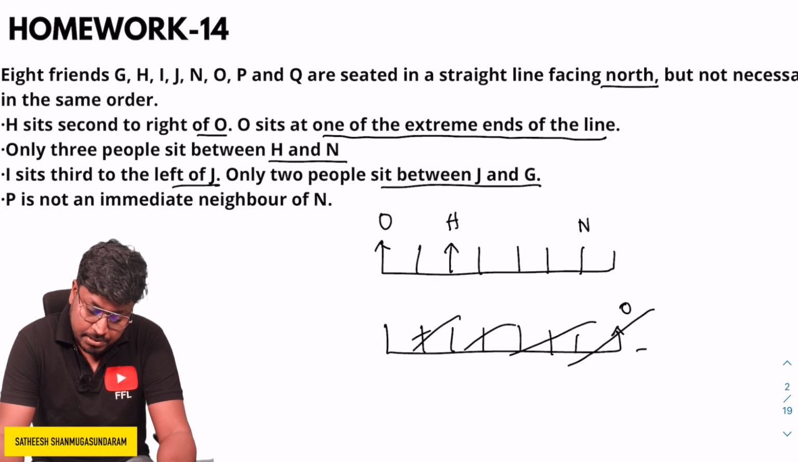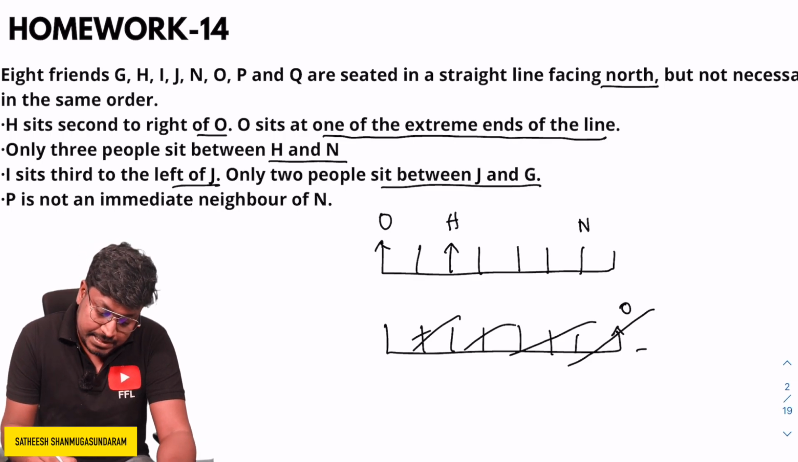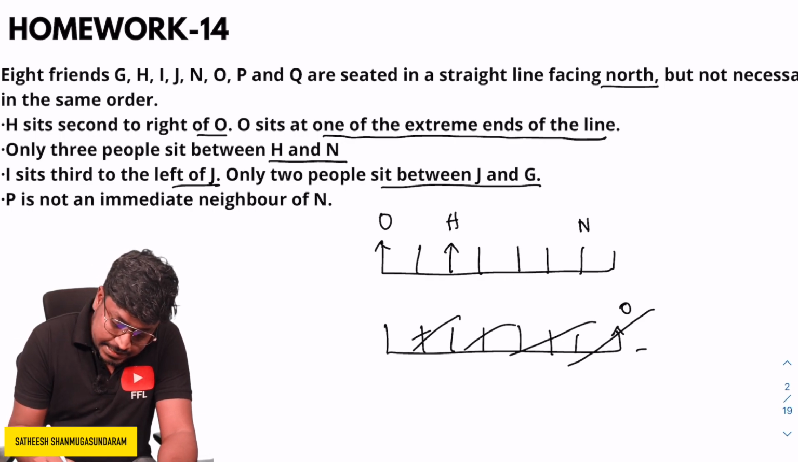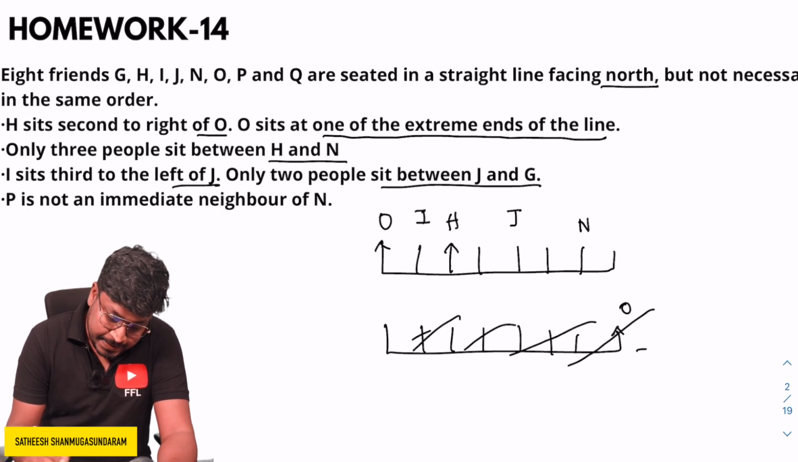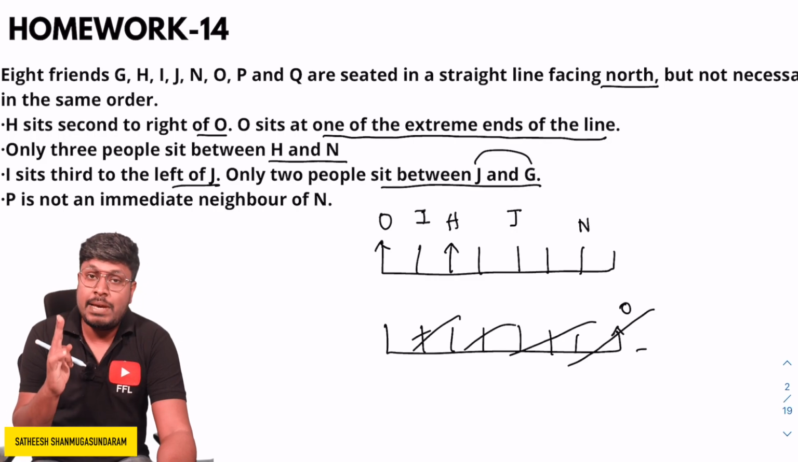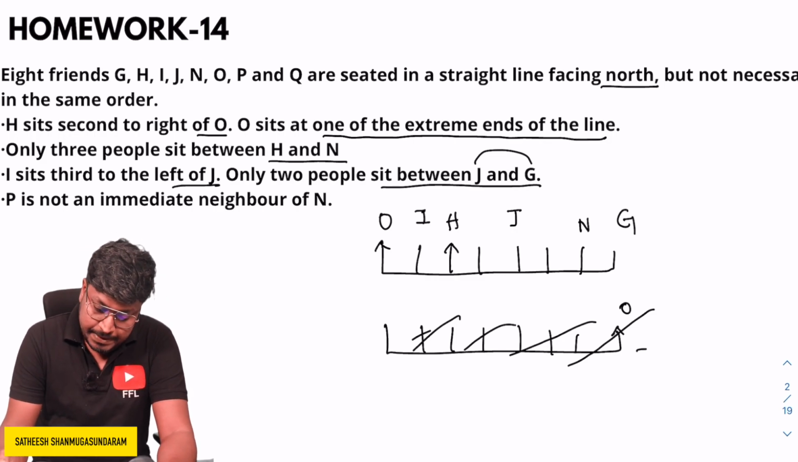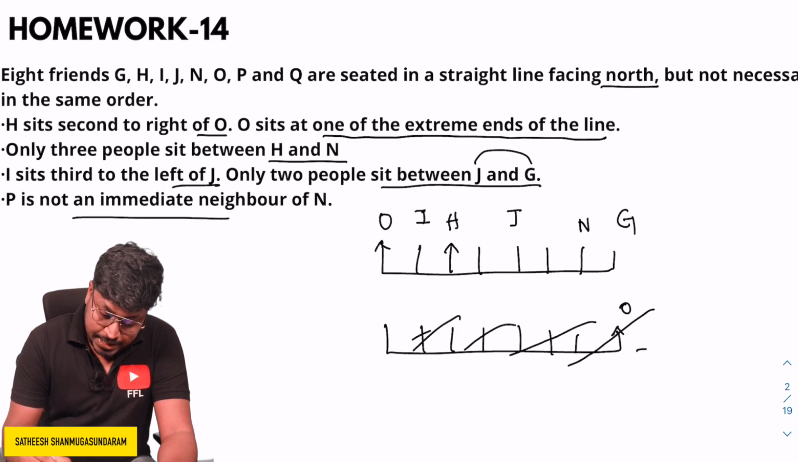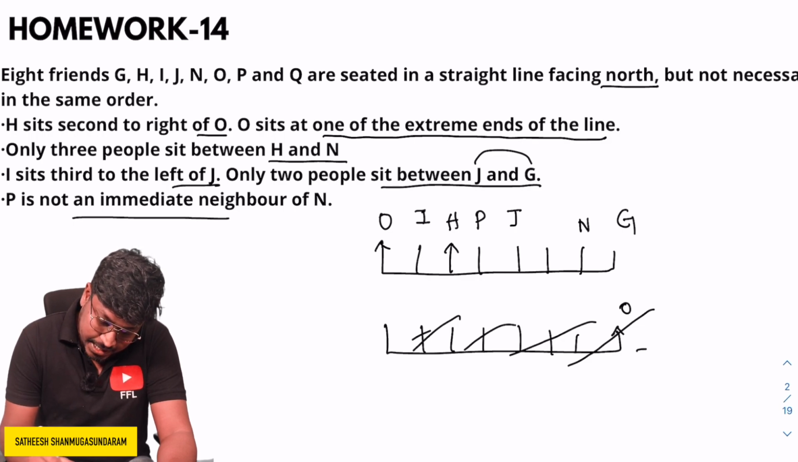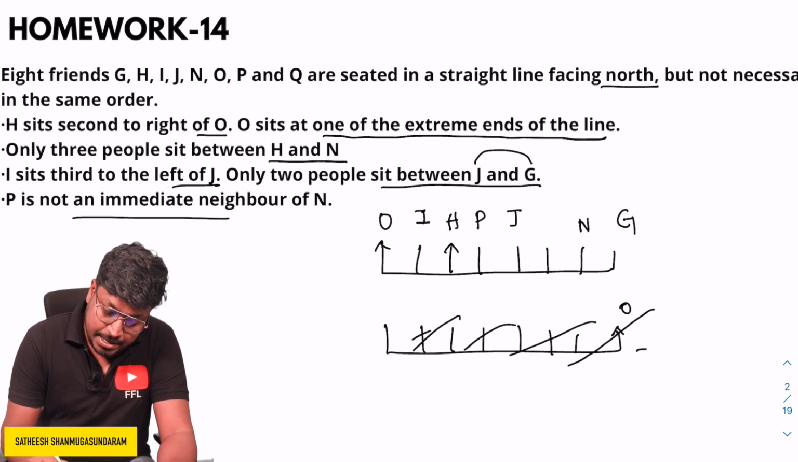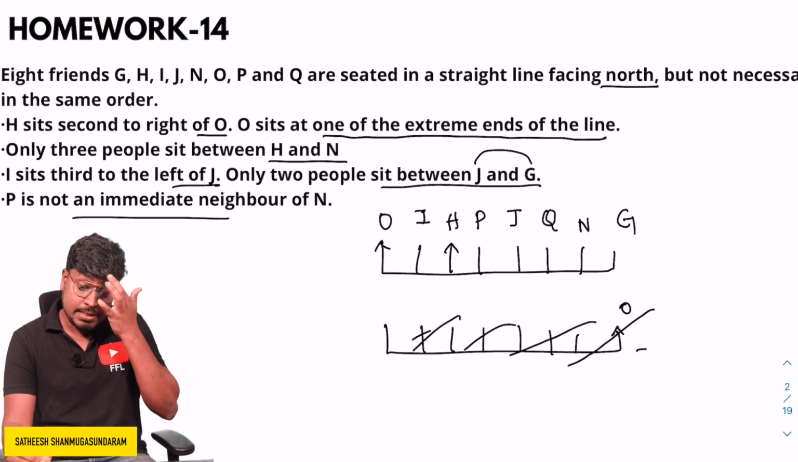P is not an immediate neighbor of N. Just listen here, J's left hand side at the third place is I, right? If I fix J here, it is not possible. If I fix J here, that is also not possible. I think the only chance is that I should fix J here. So J's left hand side third place will be I, so this is the place for I. And between J and G there should be a gap of 2, so this should be G, right? And we know that P is not an immediate neighbor of N, so we should fix P here. So P, G, H, I, J, N, O, P, Q is remaining. So this will be Q. That's it. This will be the answer for the arrangement.